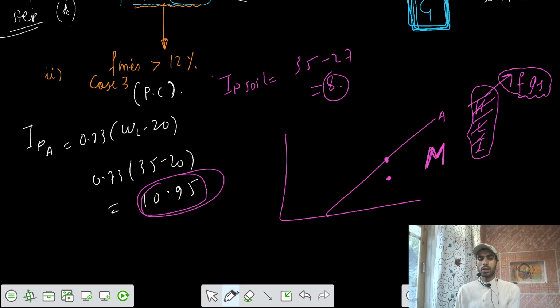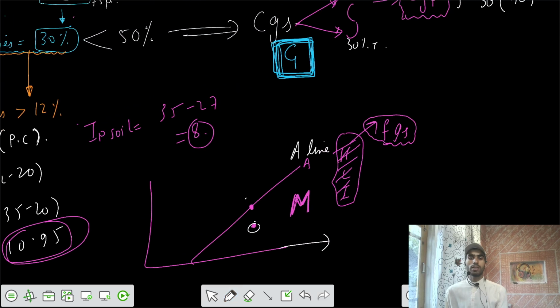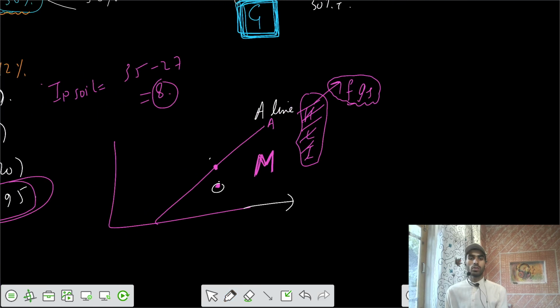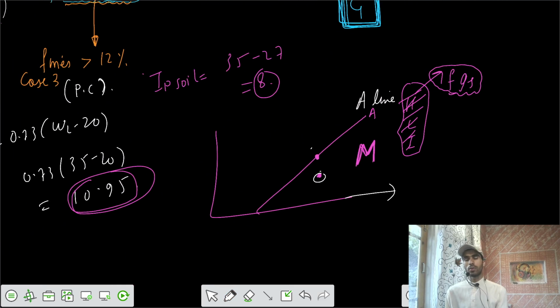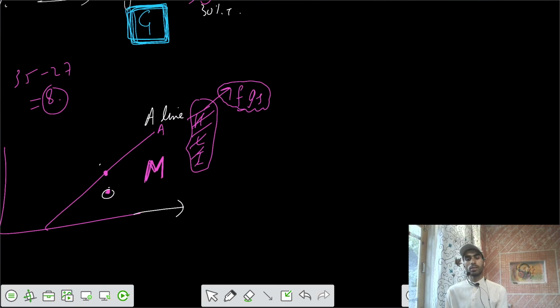So we got the statement that your soil is below the A line. Your soil is below the A line, so that means your soil is silt. Soil is silt. So that means this is your suffix.